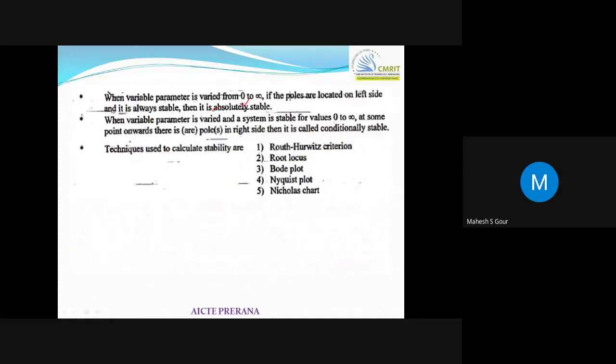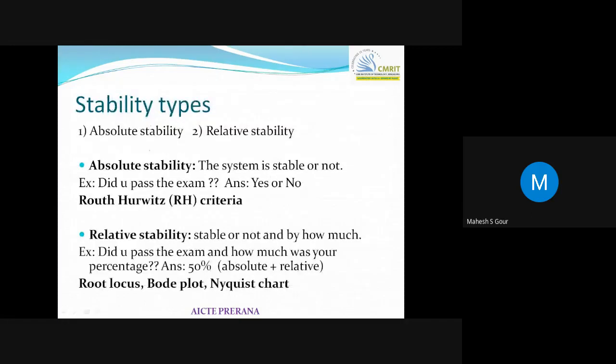Now, in the last class I have covered RH criteria. RH criteria will define absolute stability. Absolute stability means whether the system is stable or not. That's it. It won't say by how much percentage it is stable or unstable. For example, if I ask you, did you pass the exam? Your answer will be yes or no. That's it. Correct? So this is the example of absolute stability. It will tell whether the system is stable or not.